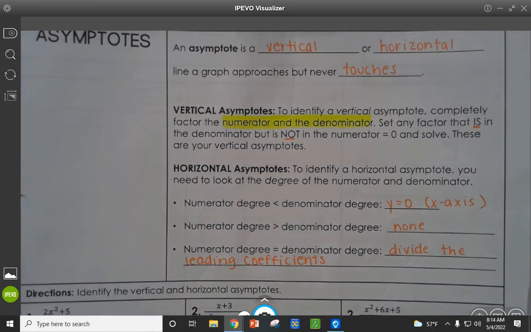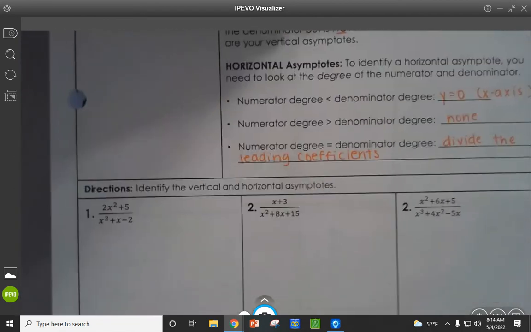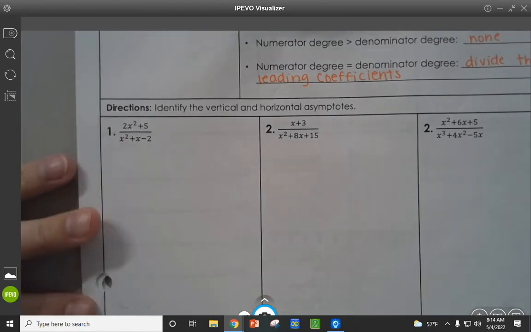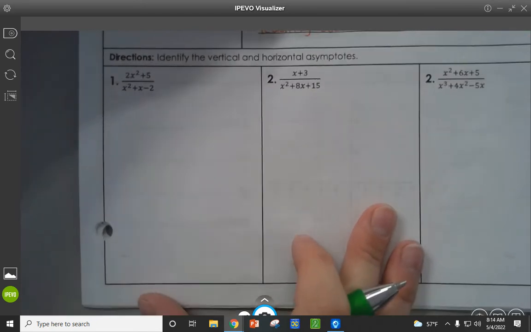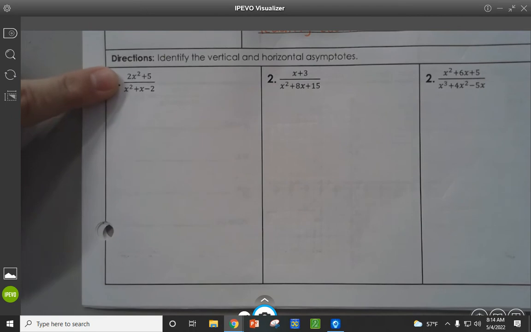So we're going to do some examples so you can start to see this. So number 1, to identify our vertical asymptotes, and we'll get to actual graphs and you'll see what these look like in just a minute, we have to completely factor. So in the numerator, is there a GCF? No. Is this a difference of squares? Is this a trinomial? No. The numerator you cannot factor at all.